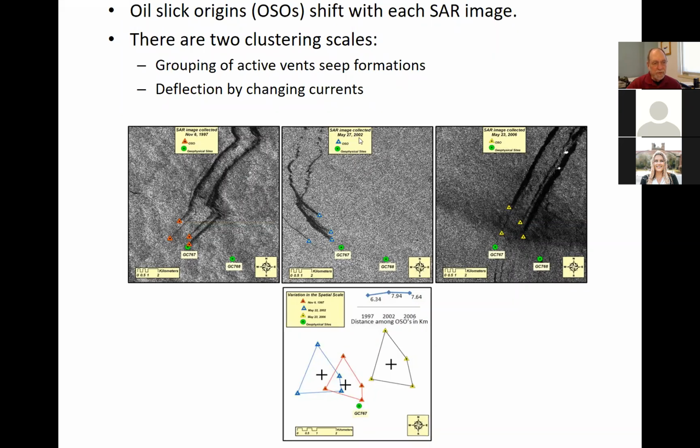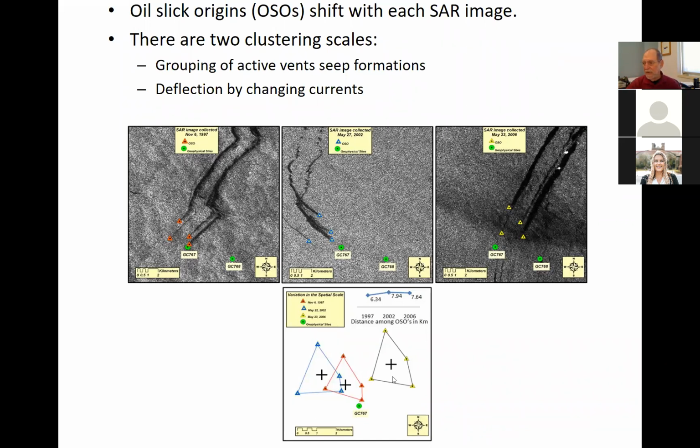And then here we go from 2002 all the way forward to 2006. So 4 years later, we're seeing the same pattern of 4 OSOs. Again, the oil slicks are going off in different directions, and there's a shift in where these oil slick origins are coming to the surface. And again, because we've studied oceanography, we can think there might be a reason for this. That reason is the deflection of the bubbles and drops of oil as they're rising through the water column due to currents which are moving them.